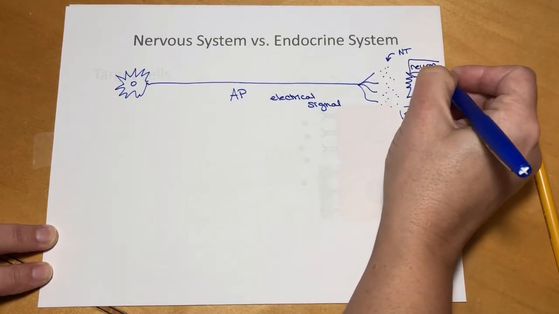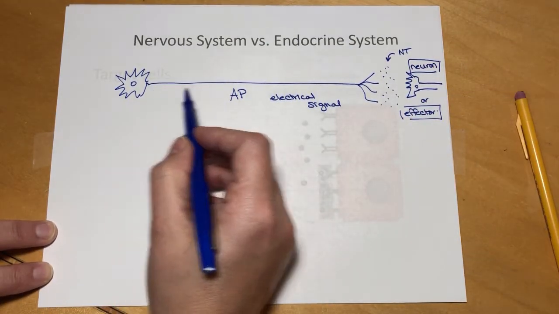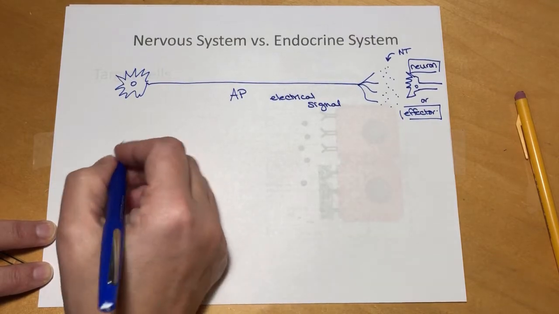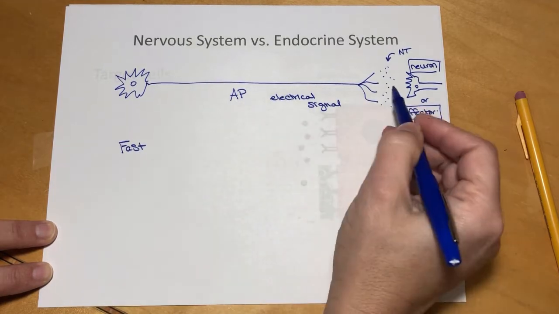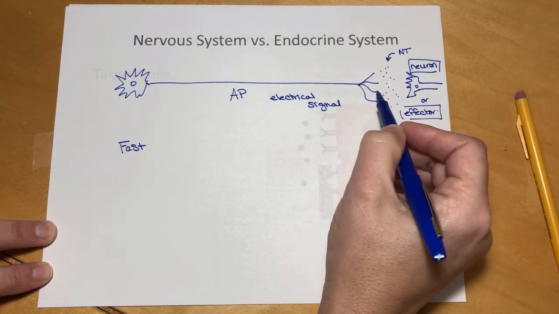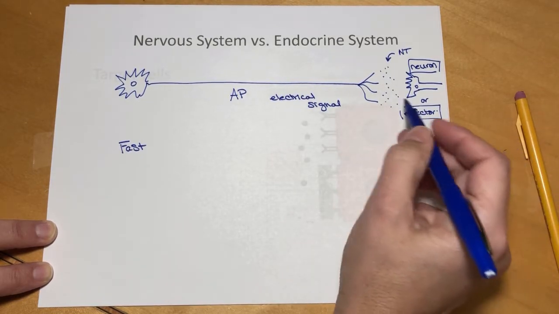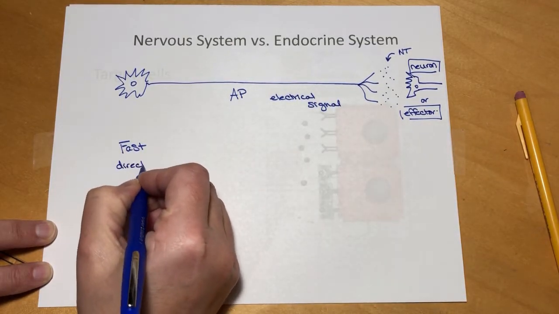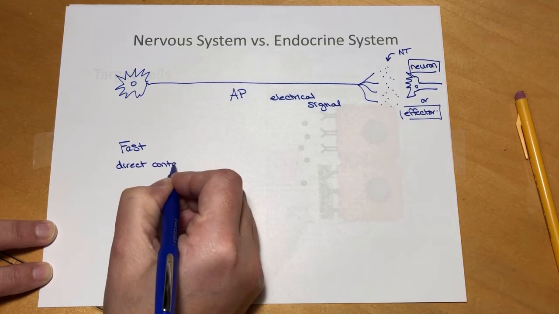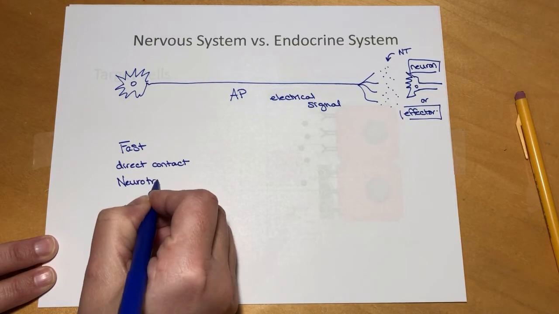And so the nervous system has a very direct way of causing an effect. And we learned that action potentials travel very fast. They're also direct. So this gap between the terminal end of one neuron and the beginning of another neuron or a different type of effector is very, very small. So this is direct contact, almost. And the chemical signal here is a neurotransmitter.